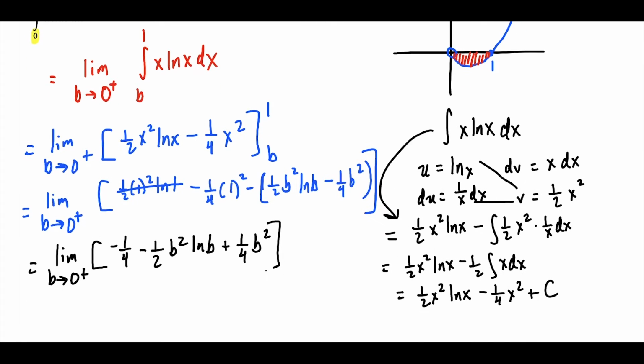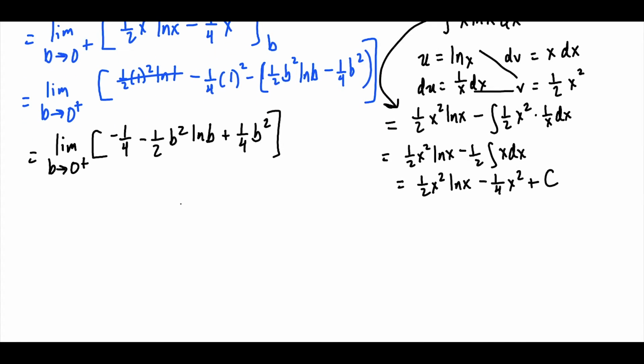Now, this would be nice if we could just evaluate this limit by direct substitution. However, this middle term here is going to be the problem, because as b approaches 0 from the right, we're going to have 0 squared times negative infinity, because natural log of 0 from the right side, natural log goes towards negative infinity as we approach 0 from the right side. So this middle piece here is a complicated piece that we're going to have to actually look at on the side here, because 0 times infinity or negative infinity is an indeterminate form.